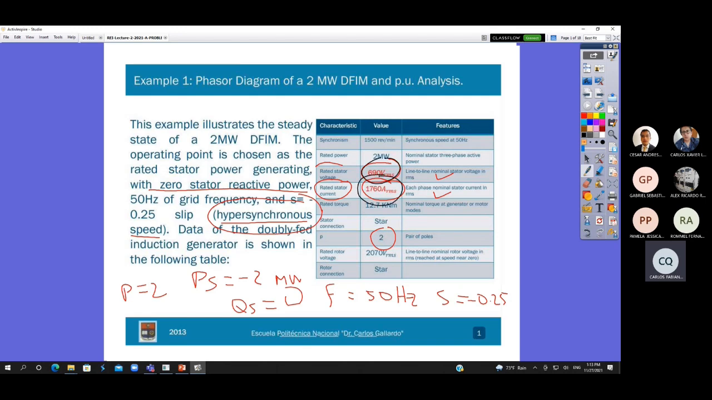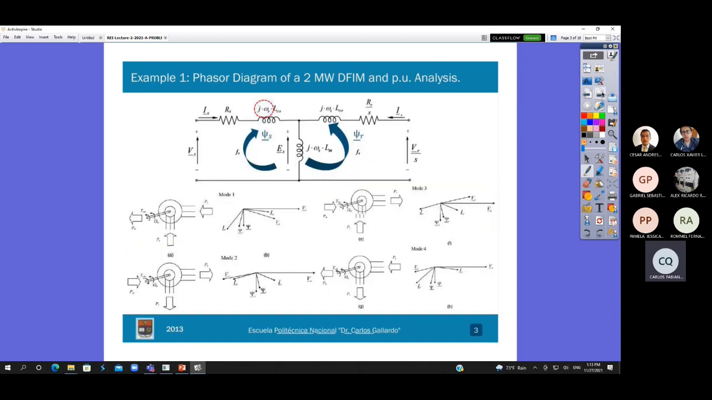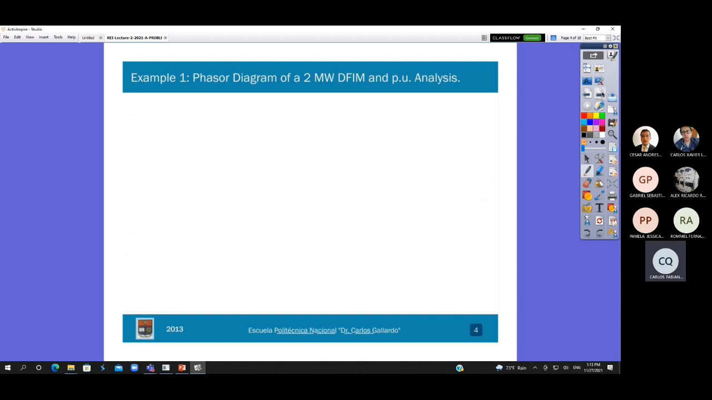So let's say I will have something like a methodology in order to plot the phasor diagram. What is the methodology? First of all, the stator voltage and current. So I need to compute the stator voltage and current. Normally, this is data.